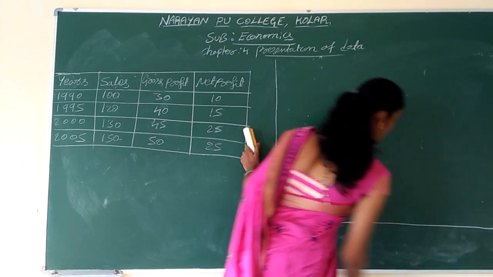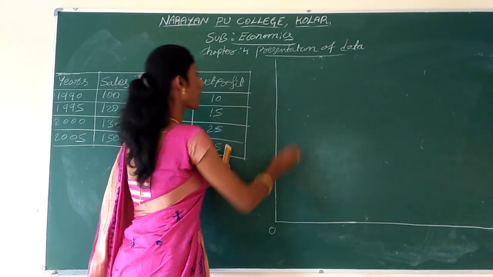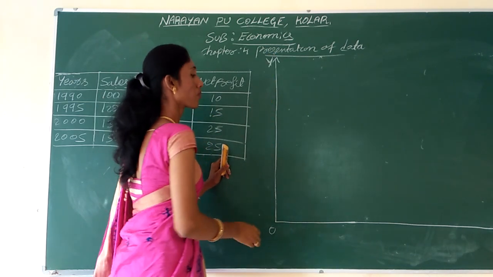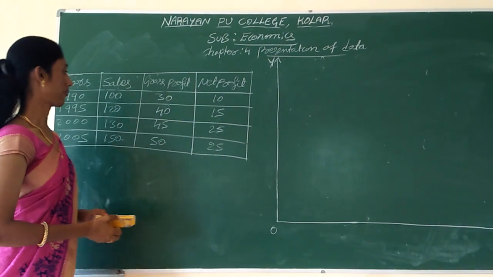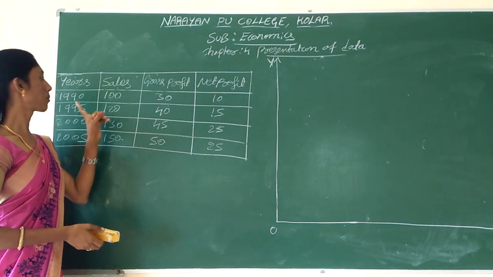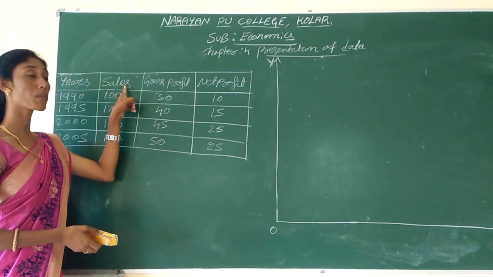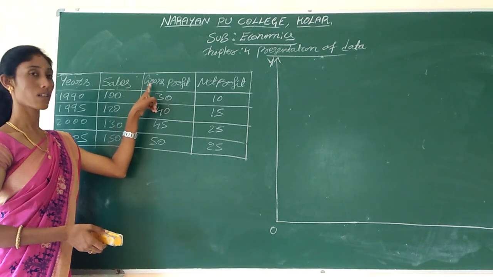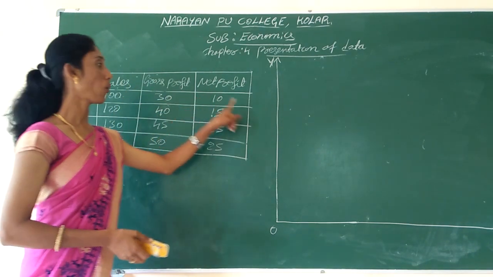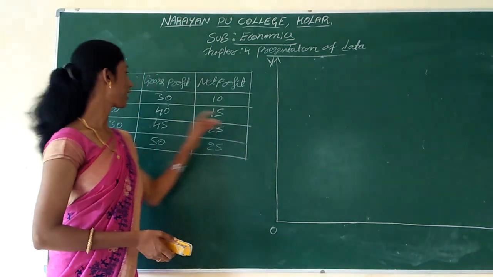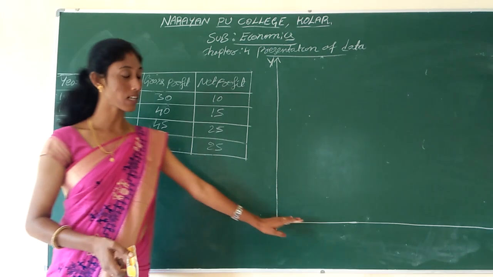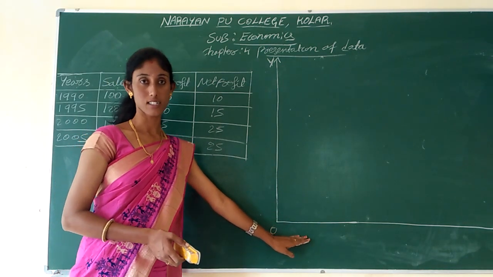This is the x-axis, this is the 0 point, and this is the y-axis. Now, come to our data. Here, we are going to measure the sales, gross profit and net profit on the y-axis, and the years we are going to measure on the x-axis.